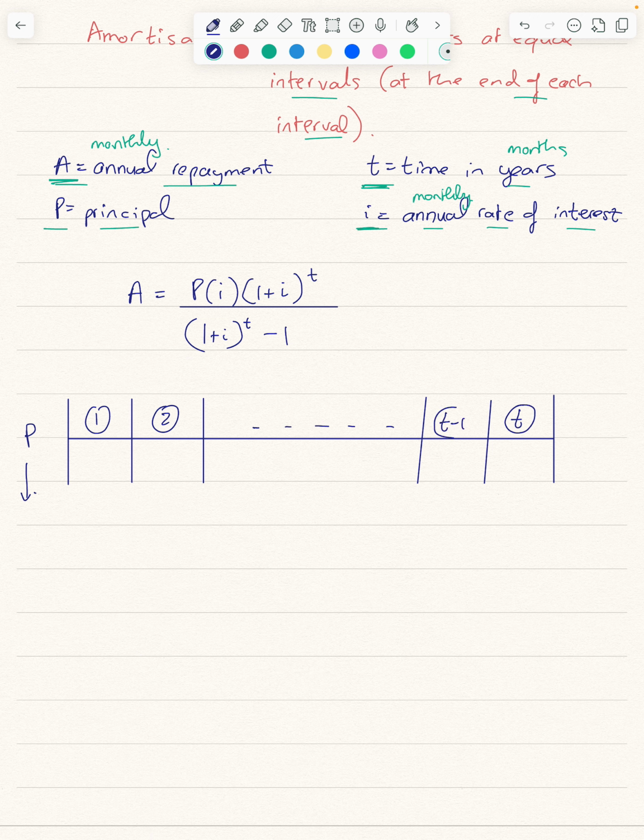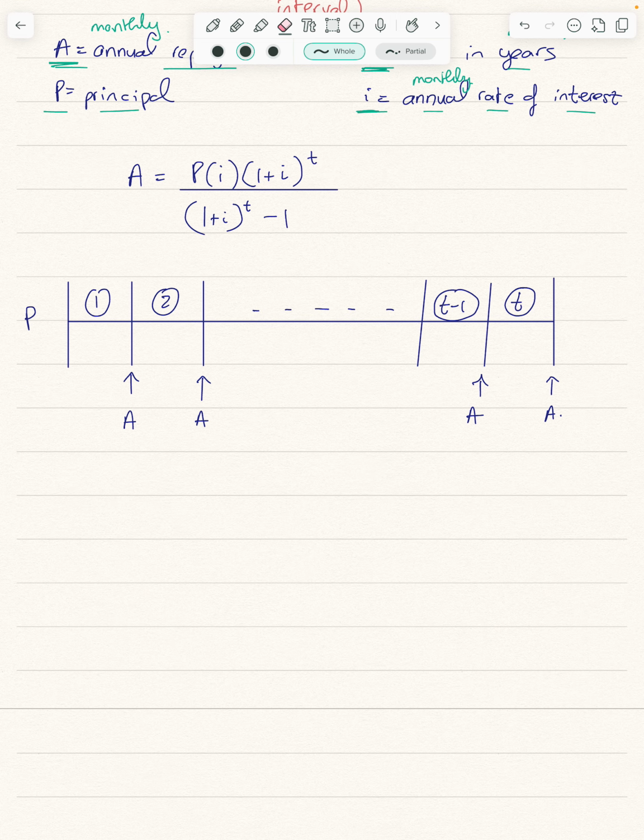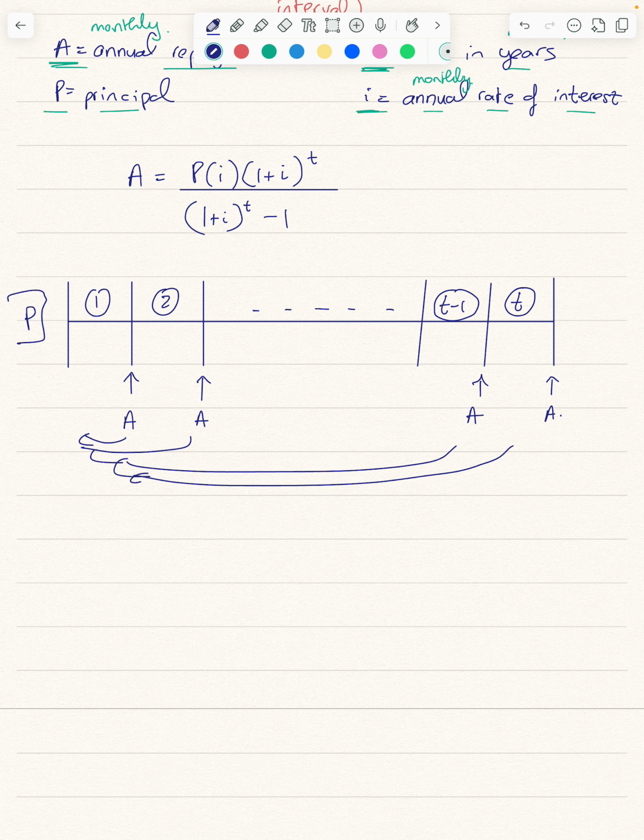This is T minus 1. So you're repaying A at the end of the first year, you're repaying A at the end of the second year, at the end of the T minus first year, and at the end of the T year. And you want all the current values of those A's when added together to equal the principal that you get out on the first day. So what we're looking for here is present value.